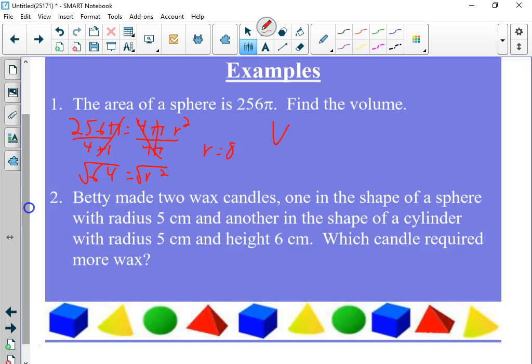Now, we go to our volume formula. Volume equals 4 times pi times r, which is 8, cubed, divided by 3. So we do 8 to the third power times 4 times 3.14, and then divide by 3. And what we get is 2143.57 units cubed.